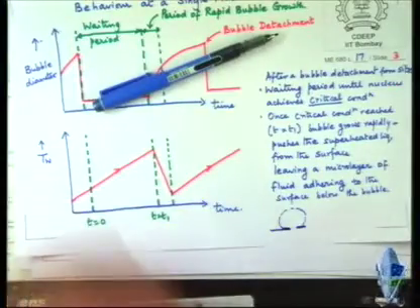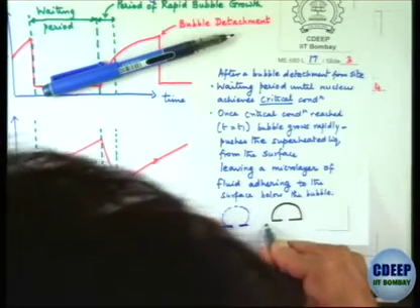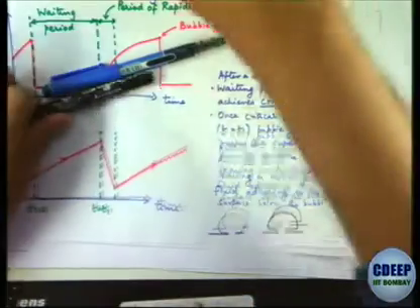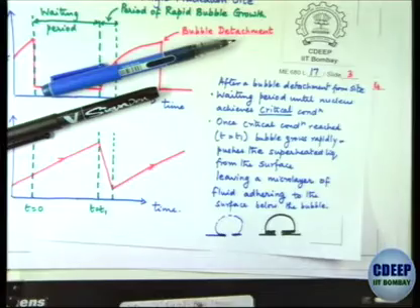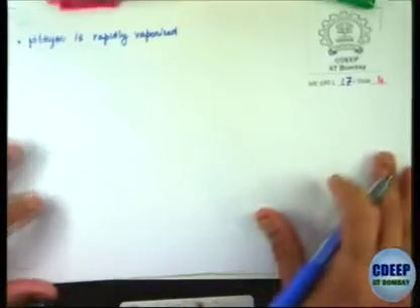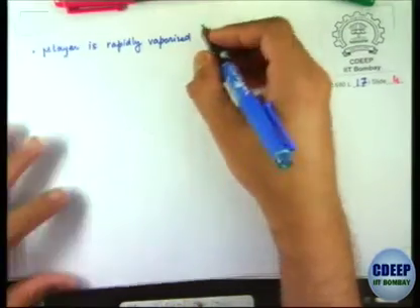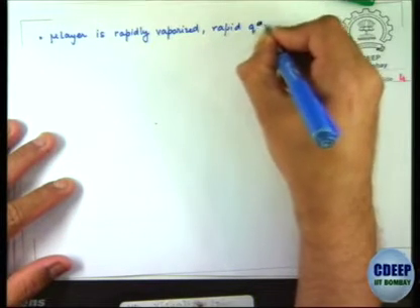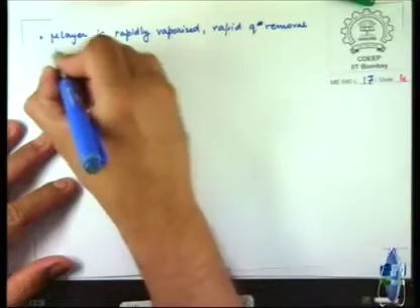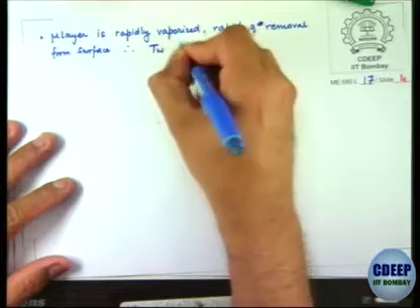Blow up diagram, let me just try to draw this for you. So, doing something like this. This is the surface. This green here would be the so called micro layer. Okay, the micro layer is rapidly vaporized. Therefore, rapid heat removal from the surface. Therefore, T wall drops.